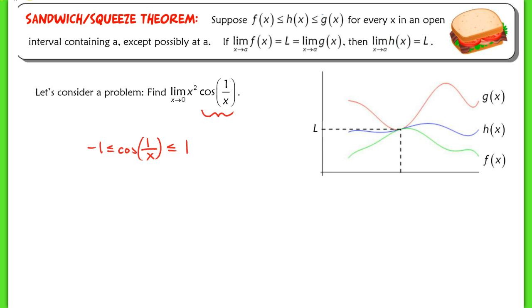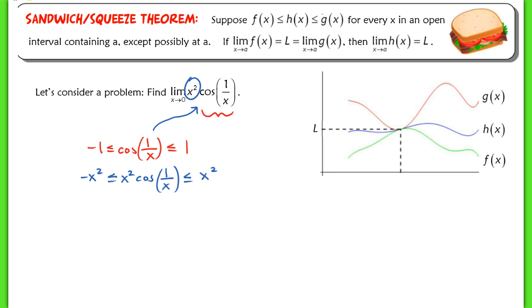Now this inequality allows me to manipulate it in such a way that I can create that function here by multiplying by x squared. So if I multiply by x squared in the middle here, I have to make sure that I multiply by x squared throughout, right? So I created an equivalent inequality. So I'll have negative x squared is less than or equal to x squared times the cosine of 1 over x, which is less than or equal to x squared.